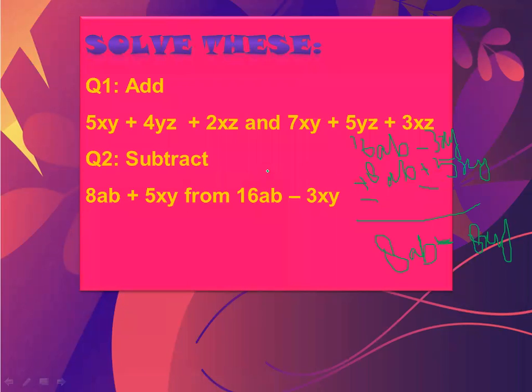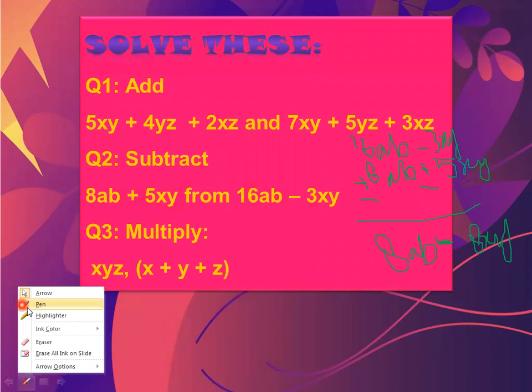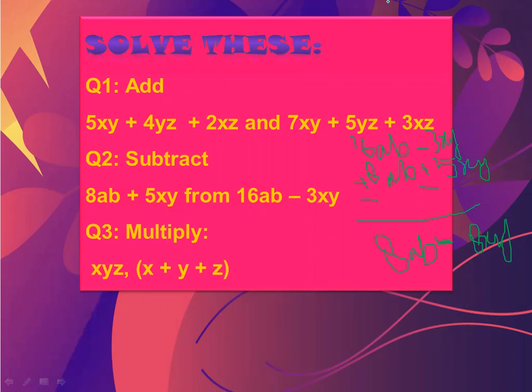Okay, now move on to the last one. Multiply. Now simply multiply it because time is running out. What you will do, you will multiply this xy with this one and this one. So what will it become? Okay, yes, you are giving the right answer. Yes, students, you are giving the right answer. Yes, very good, very good.